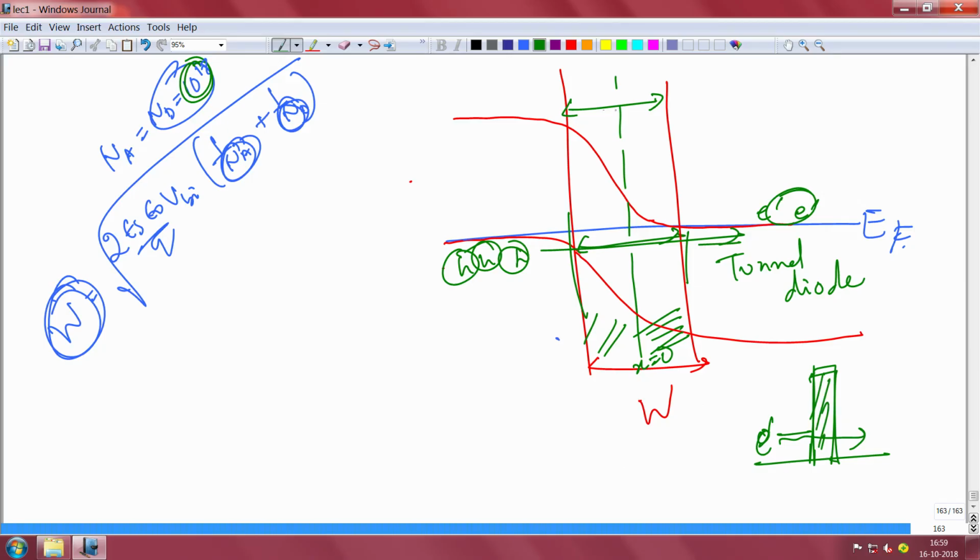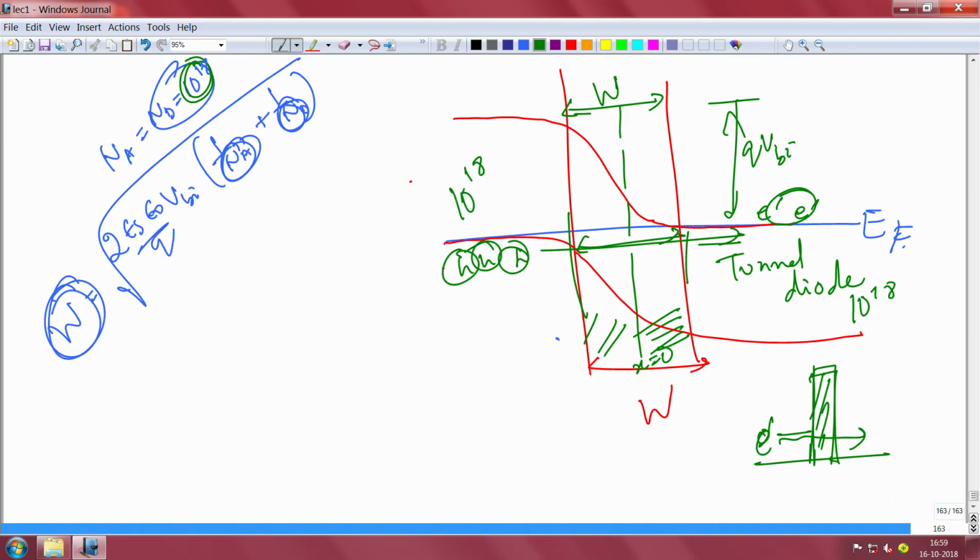Anyways, the depletion will be very narrow if your doping is very high. So this is 10 to the power 18, this is 10 to the power 18, doping is very high, the depletion is very narrow, and the largest built-in potential you can have is the band gap. Beyond that, there's no depletion. This is the largest built-in potential you can have, basically.